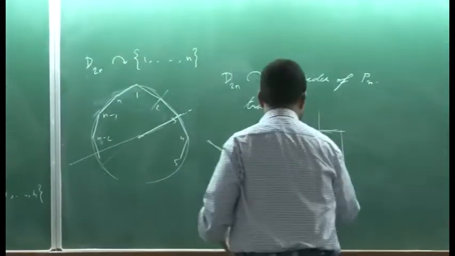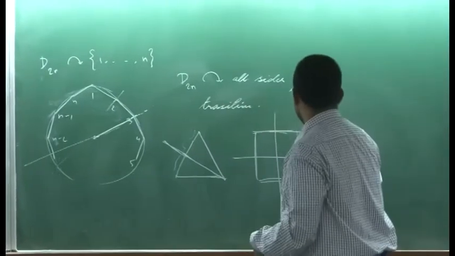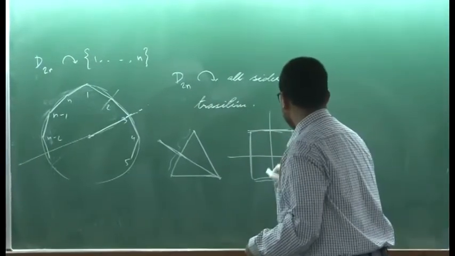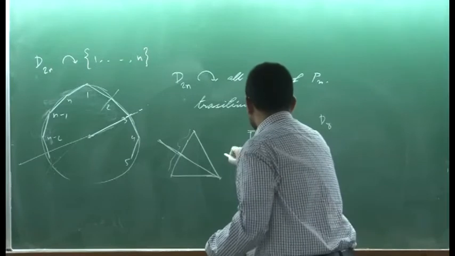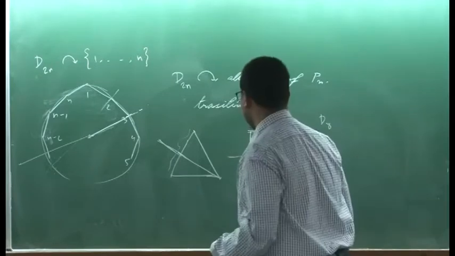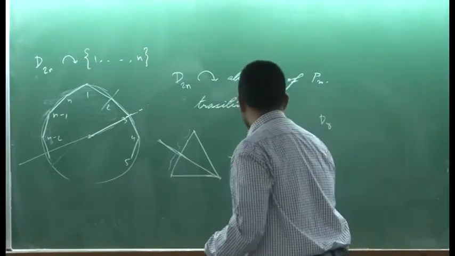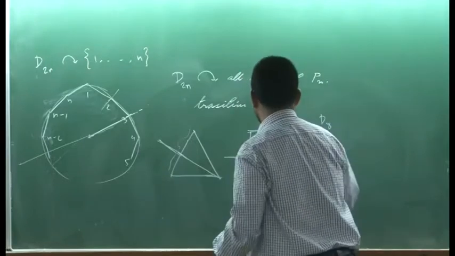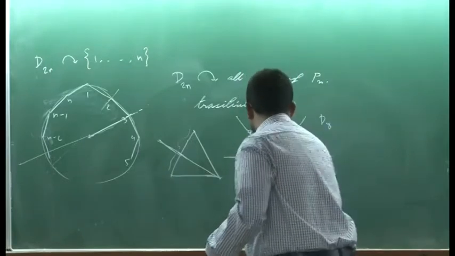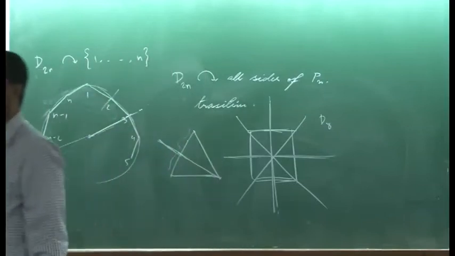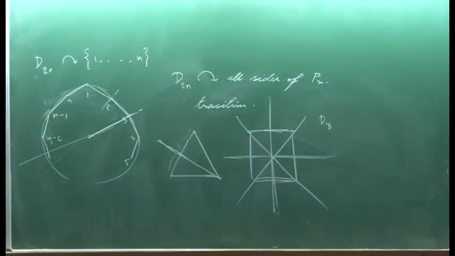So, thus for D8, apart from the rotations, this is one axis of symmetry, this is one axis of symmetry, then we do have the angle bisectors as well. So, these are the 4 axes of reflections.